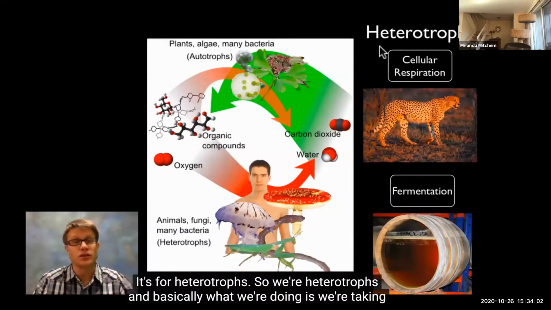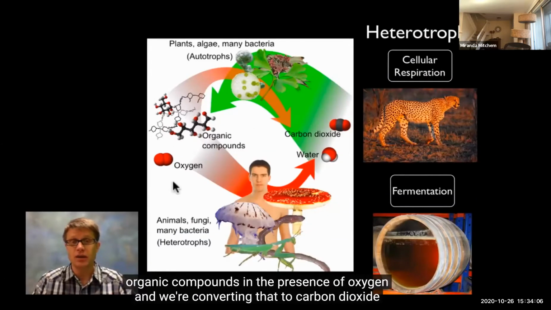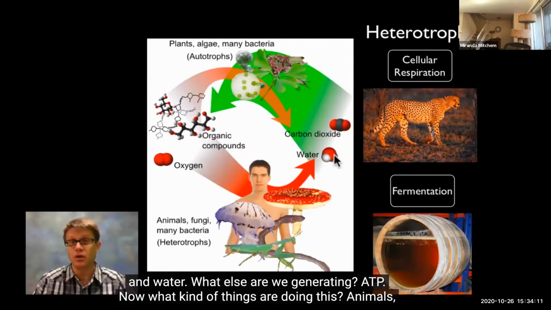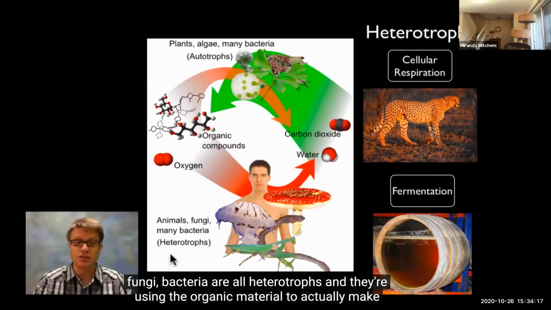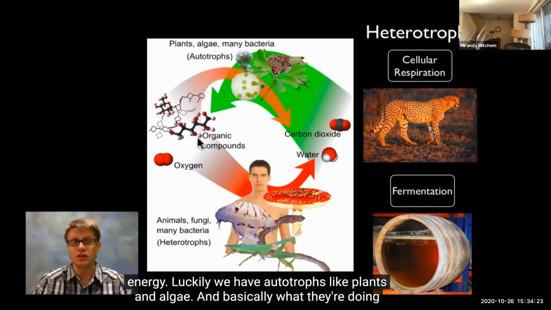It's for heterotrophs. So we're heterotrophs. And basically what we're doing is we're taking organic compounds in the presence of oxygen, and we're converting that to carbon dioxide and water. What else are we generating? ATP. Now, what kind of things are doing this? Animals, fungi, bacteria are all heterotrophs, and they're using the organic material to actually make energy.